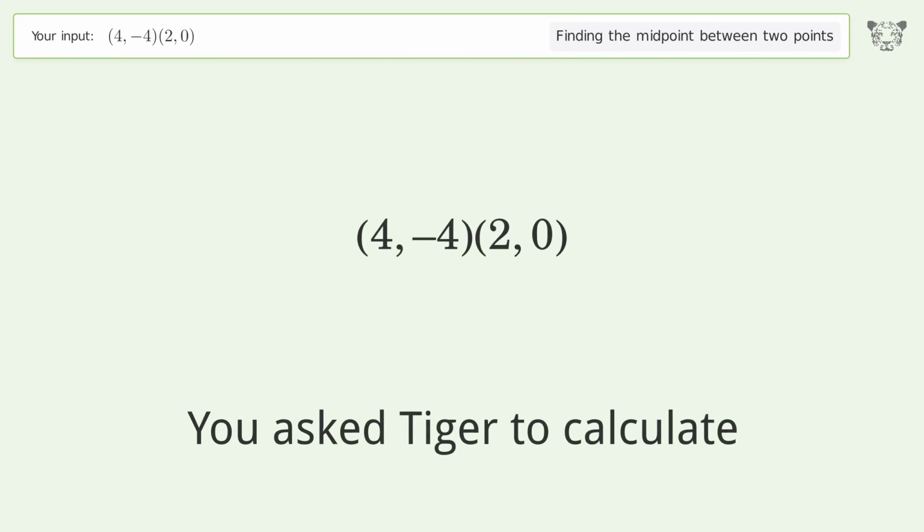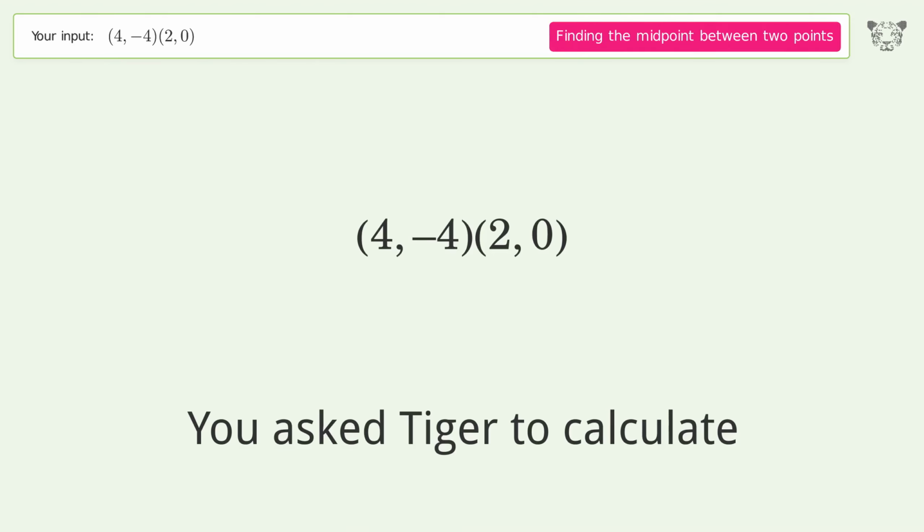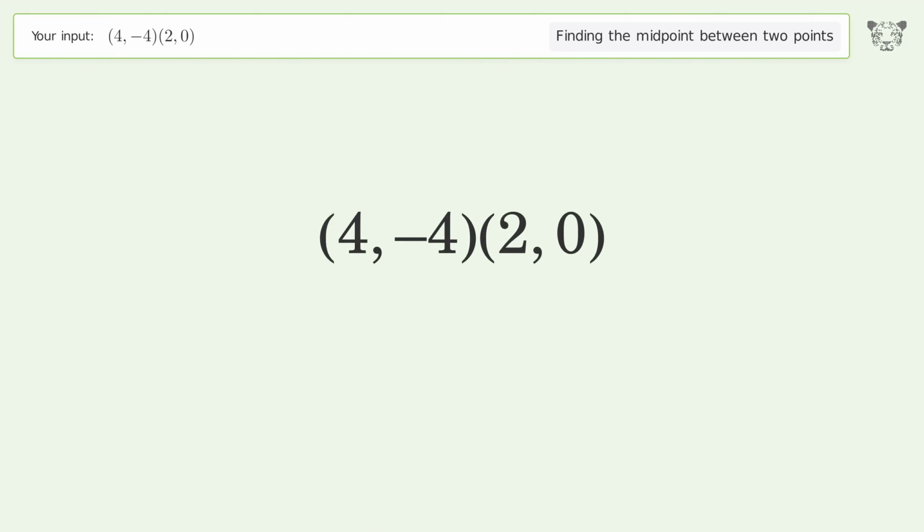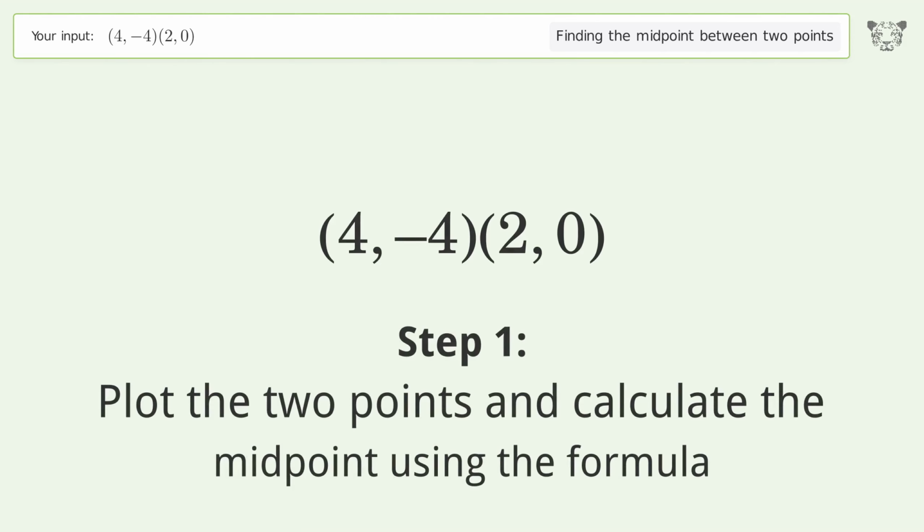You ask Tiger to calculate. This deals with finding the midpoint between 2 points. The midpoint between the 2 points is 3, -2. Let's solve it step by step. Plot the 2 points and calculate the midpoint using the formula.